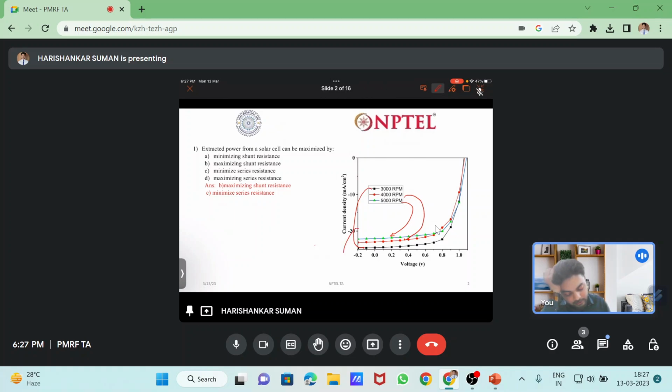You can see 3000 is better. Yes or no? So RPM 3000 is good for me, because our solar cell parameters JSC, VOC, fill factor, as well as efficiency are higher. Okay, let's move forward.